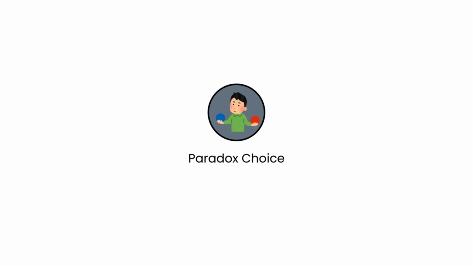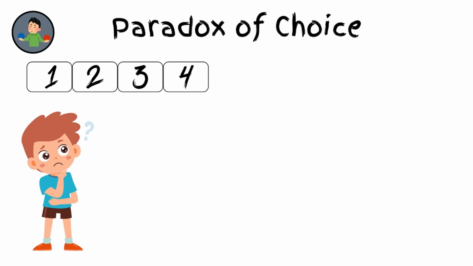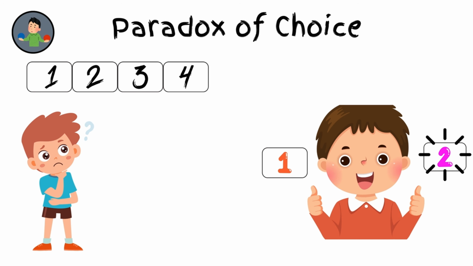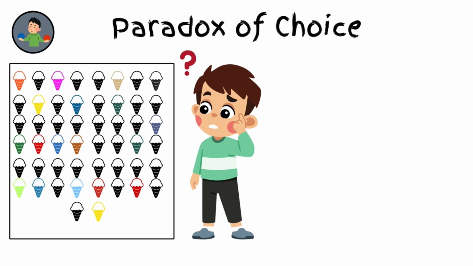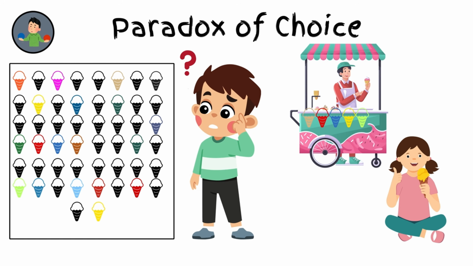Paradox of choice. Having an overwhelming number of choices can make decision-making difficult. It's often easier to pick from a few options than from dozens. For example, with 50 ice cream flavors, it can be hard to pick one, but in a shop with just 5, you might quickly settle on chocolate.